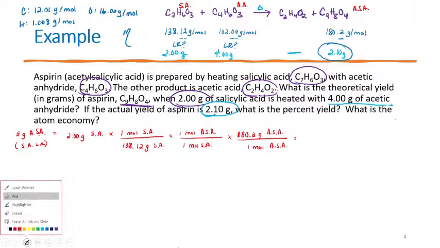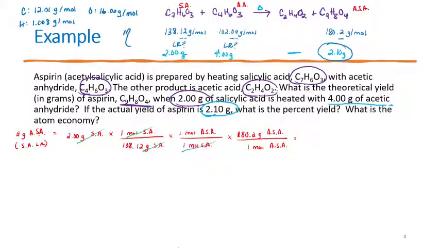It's always a good idea to check and make sure that your units have canceled out. So grams of salicylic acid, moles of salicylic acid, moles of acetylsalicylic acid, and I've got grams of acetylsalicylic acid as my final unit, which is correct. So as long as my conversions are correct, I will get the right answer. Go ahead and do the math on this problem, making sure to multiply and divide where appropriate.